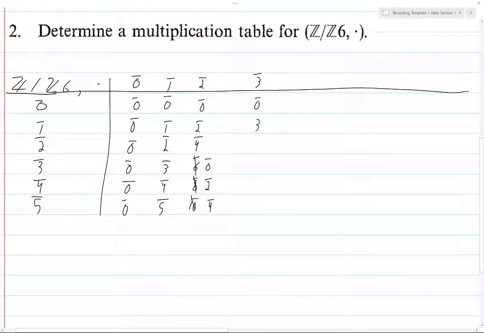0, 3, 6, which doesn't exist, so that's 0. Then 9, that doesn't exist either, but that's 3. 3 times 4 is 12. That doesn't exist. That's 2 times 6, which is 2 times 0, which is 0. And then 15, which of course you're seeing the pattern now. That's just going to be 3. How about 4?